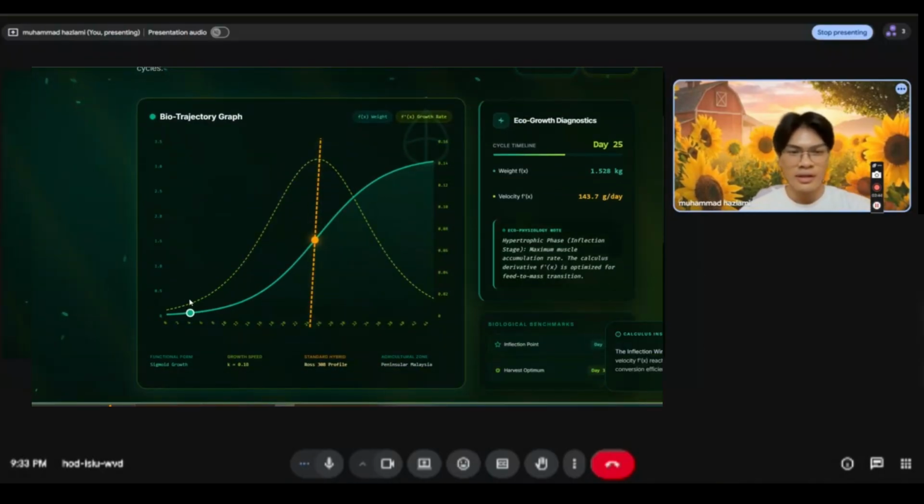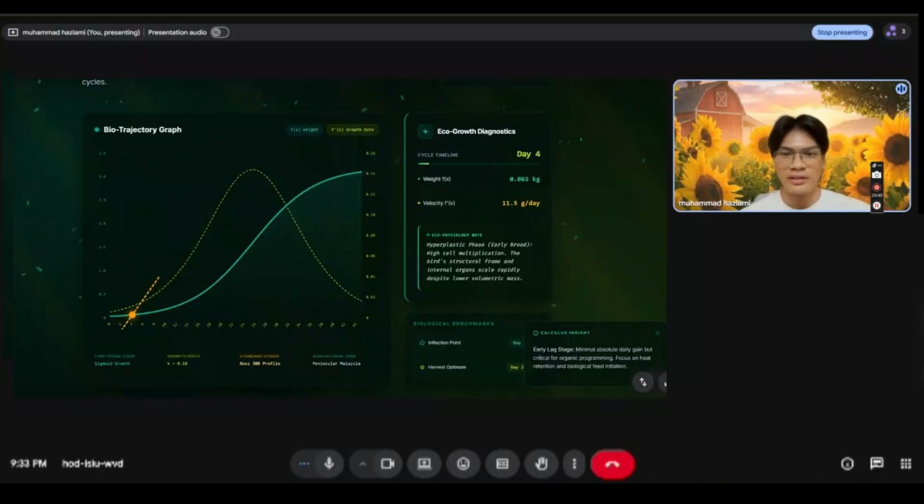As you can see, the first point that I have clicked is a very early stage where the green line indicates the chicken weight and the green dotted line indicates its derivative, which is the growth rate per day. And the orange line is a tangent line where the stiffer it becomes, the higher the growth rate, and less stiff means lower growth rate.